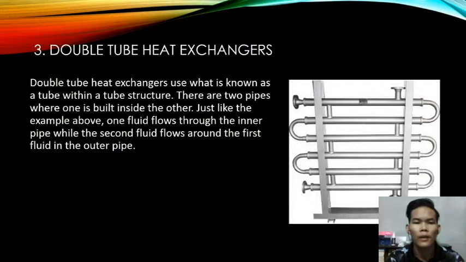Next, double tube heat exchanger. A double tube heat exchanger uses what is known as the tube within a tube structure. There are two pipes where one is grooved inside the other. Just like the example above, one fluid flows through the inner pipe while the second fluid flows around the first fluid in the outer part.